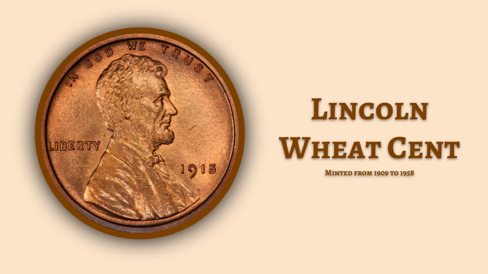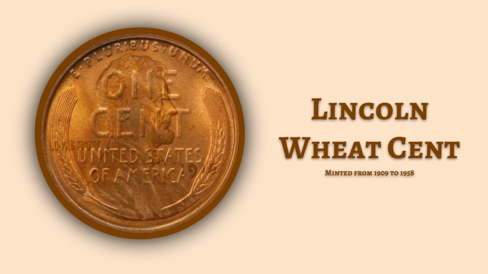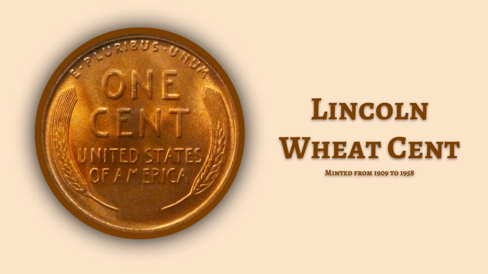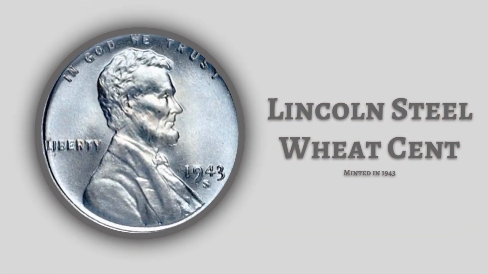Lincoln wheat cent, minted from 1909 to 1958. This coin was designed by Victor David Brenner. This coin featured wheat stalks on the reverse and Lincoln's portrait on the obverse. The most famous variation was in 1909, when half of the coins minted had VDB on the reverse. Also, in 1943, all pennies were made of steel, because copper was needed for the war. The wheat cent design remained until the Memorial back replaced it in 1959.